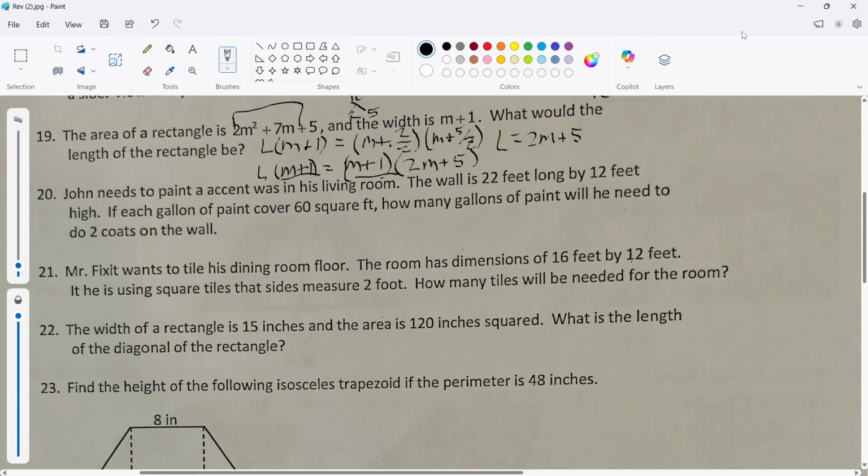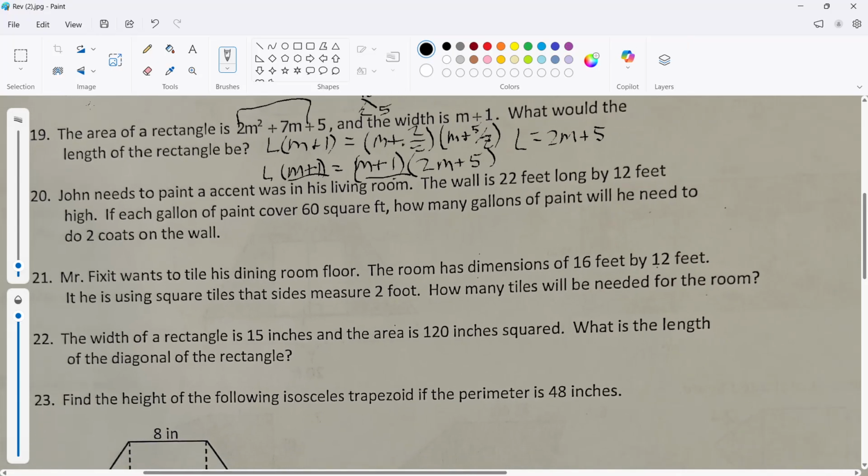John needs to paint an accent wall in his living room. Whatever in the world that means, I don't even think my cousin John would know. The wall is 22 feet long by 12 feet high. So I'm going to find the area of that wall. 220 plus 44, 264 square feet. This question said to paint an accent wall in his living room.